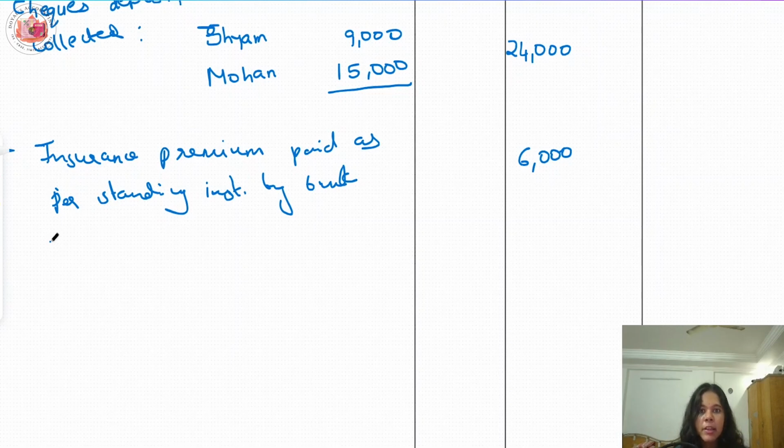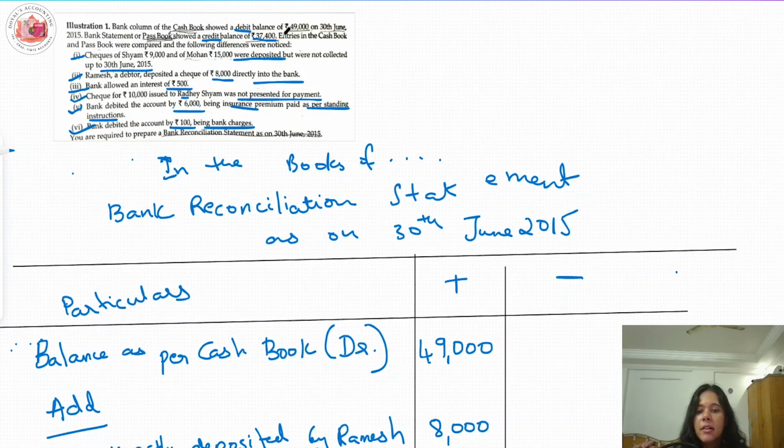Same concept like the insurance. Bank less by 100 rupees because of bank charges. Now if I want to equalize the two, what do I do? I have to deduct 100 rupees. I have to less 100 rupees from my cash book to equalize. Bank charges rupees 100. Okay, these are all the transactions.